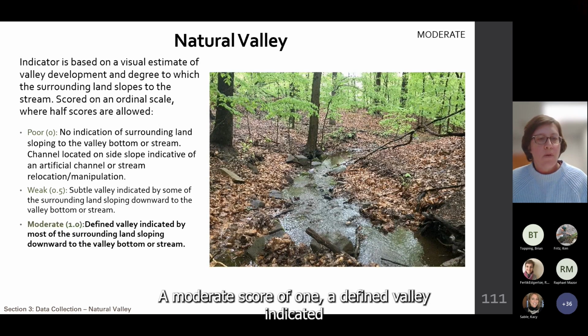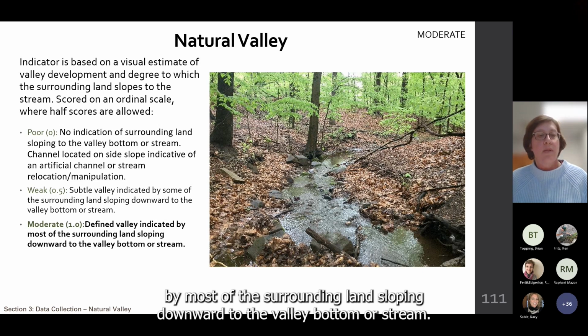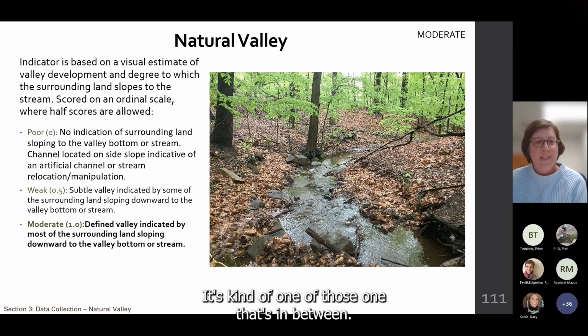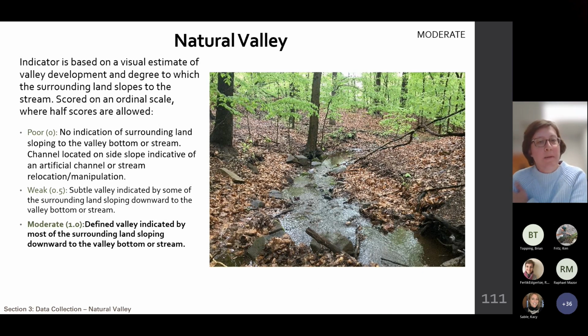A moderate score of 1, a defined valley indicated by most of the surrounding land sloping downward to the valley bottom or stream. Here you can see it's a pretty well defined valley. It's not very well defined. It's kind of one of those in between. But this was given a 1.